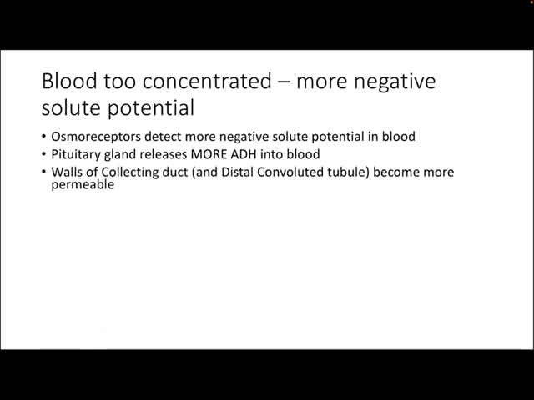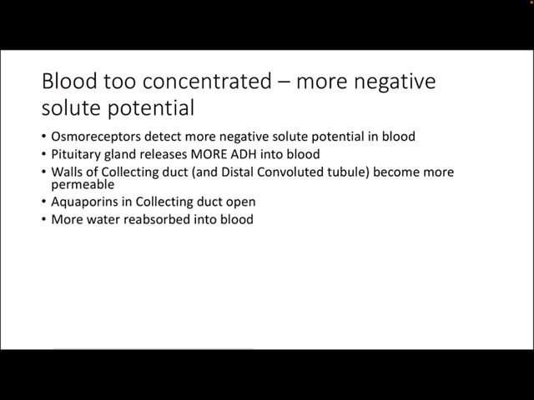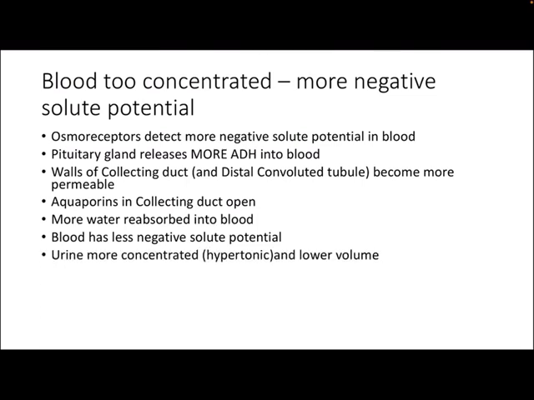The walls of the collecting duct and the distal convoluted tubule will become more permeable. The aquaporins in the collecting duct open. More water will then get reabsorbed into the blood, and the blood then will have a less negative solute potential as it loses the water. The urine then becomes more concentrated or hypertonic and has a lower volume.